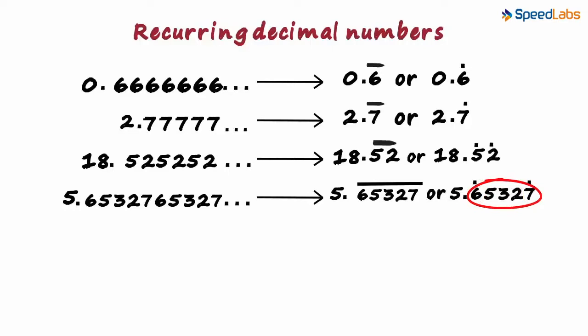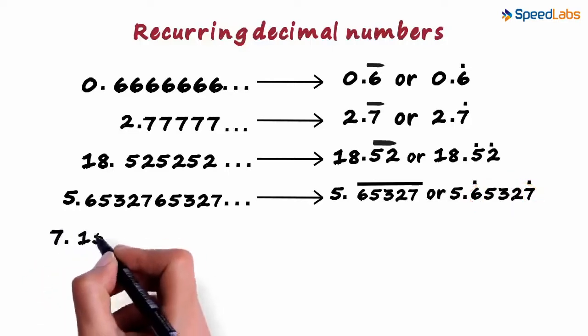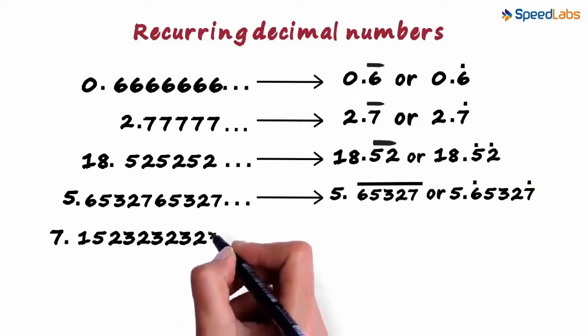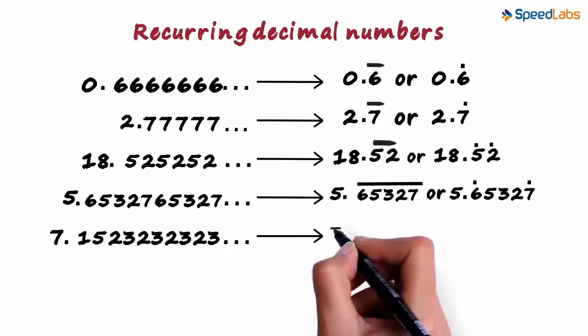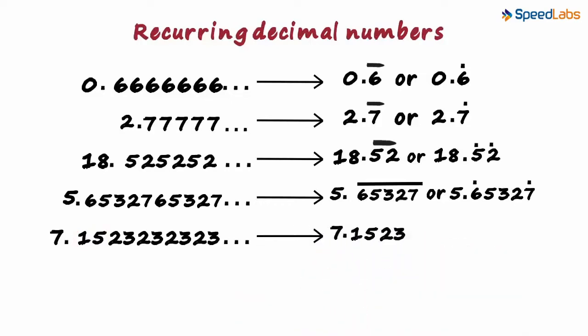Here's our last example: 7.15232323 and so on. Here, the initial 2 digits after the decimal point are not repeated, but 23 is repeated after that. So what do we do about this part? Simple. We don't put a bar or a dot over it. We just ignore it and write it as is. It can be written as 7.1523 with a bar over 23, since that's the only part which is repeated.